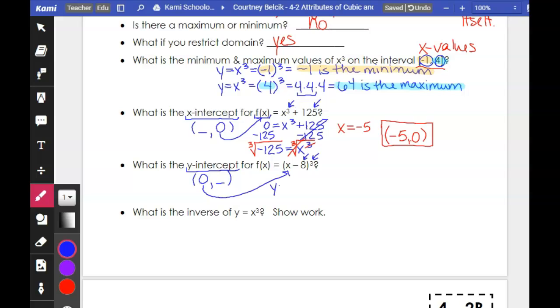We have y equals 0 minus 8, cubed. 0 minus 8 is negative 8. And if you cube it, negative 8 times negative 8 is 64. And 64 times another negative 8, you can use a calculator, is negative 512. So my y-intercept is 0, negative 512.